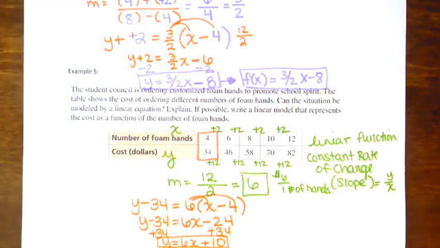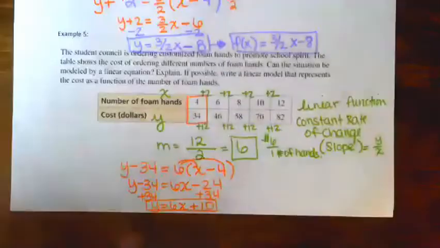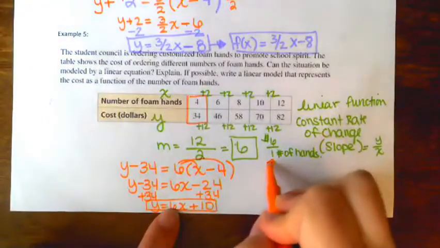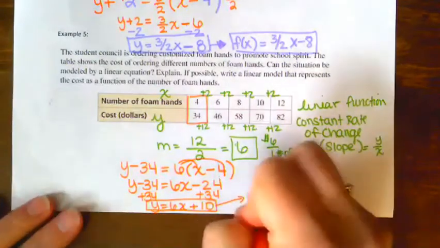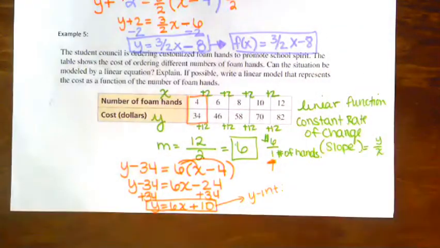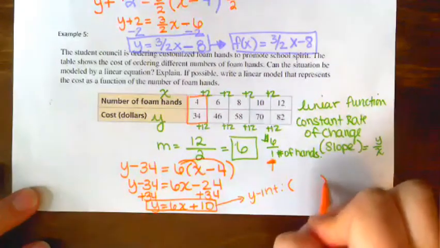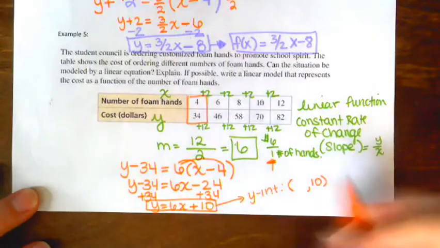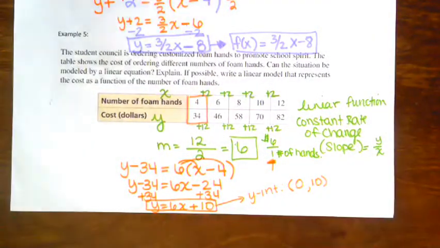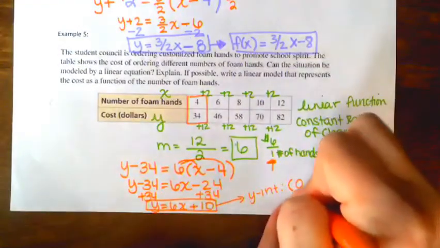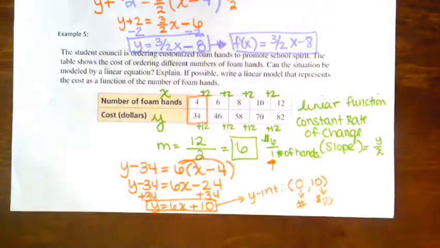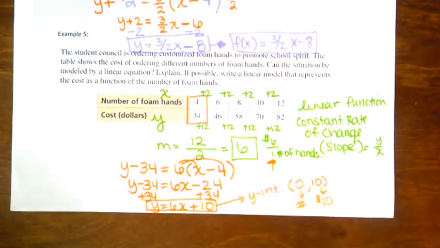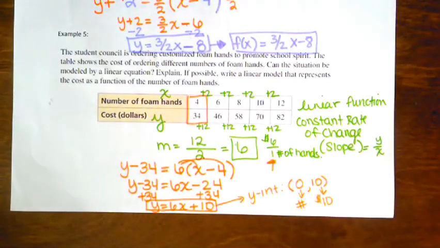10. Yeah. So what does this represent actually? So again, we talked about the slope means for one hand, it cost me $6. What does the y-intercept mean? Well, let's think about it. What is the x coordinate of a y-intercept? Oh, it's the start. 0, right? So it's my start, right? So at 0 number of hands, it should cost $10, which we know that's not true, but you know what I mean? That's originally what it represents in that sense.